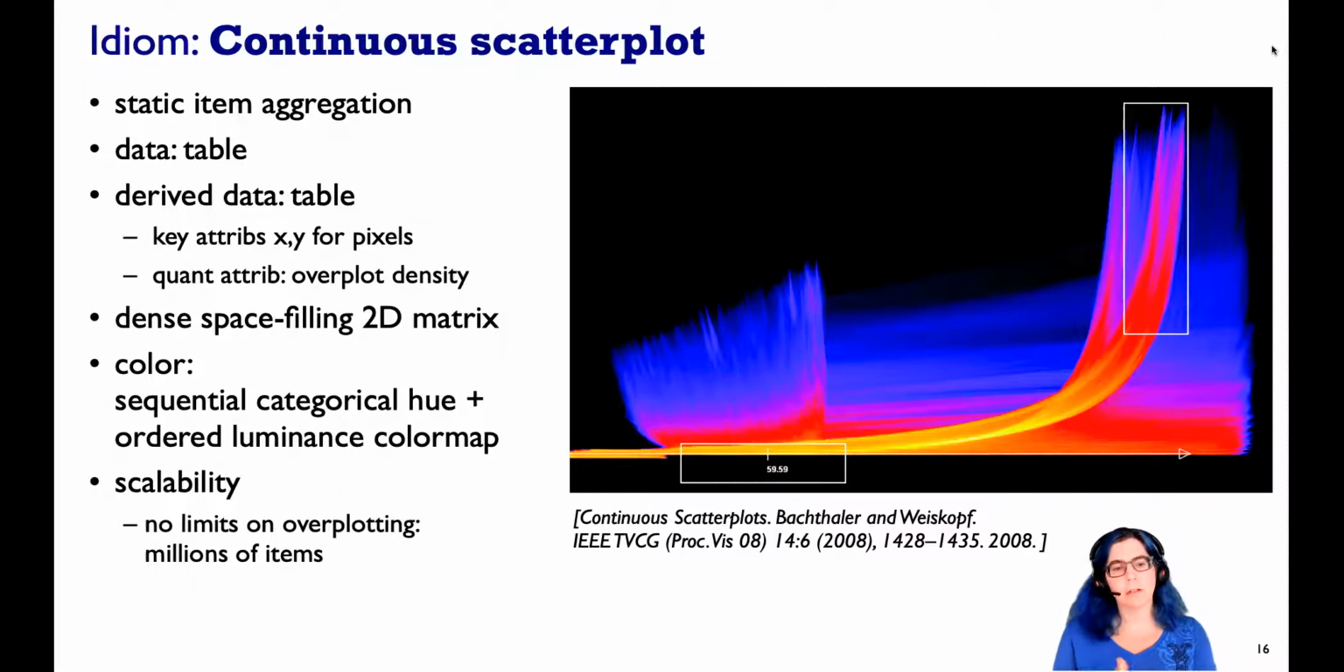And what we see here is this could actually scale to millions of items, and they worry about the algorithmic issues and actually doing this quickly using the GPU. From an idiom point of view, what's interesting here is the way we've derived data by using the plotting process itself as part of deriving that quantitative attribute that we're overplotting.